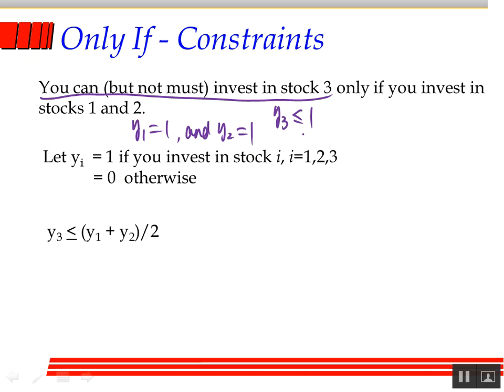Can you say that again? Sorry. You can't invest in stock 3 because it's not equal to 1 on the right side. That's right. If this is half, y3 less than or equal to 0.5, that means y3 has to be 0, because y3 can only take value 1 or 0, nothing else. It cannot take a value 0.5, right? So when y3 is less than or equal to 0.5, that means y3 is 0. That means you do not invest in stock 3. Okay, so again, you verify this. This is a relationship you can use to model the only if relationship.